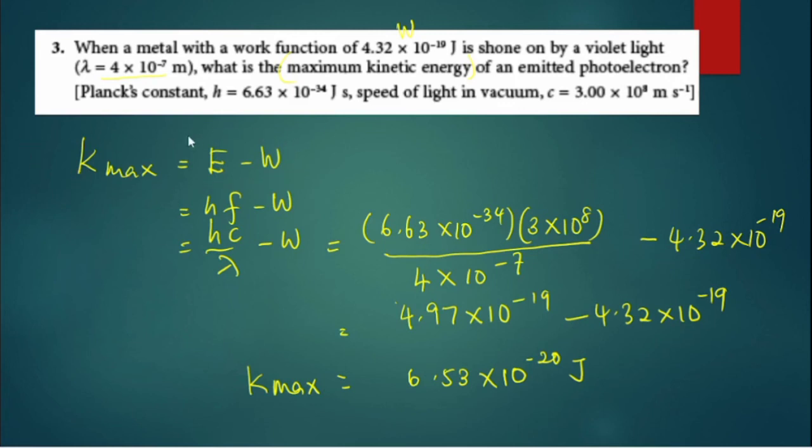From Einstein's photoelectric equation, K maximum equals the energy of the photon minus the work function. The work function is given here. So hf minus W. There's no f given, so we need to calculate f, which equals c divided by lambda. So from here we get hc divided by lambda minus W. Substitute the values of hc and lambda, which is already in meters, minus the work function. So we get K maximum equals 6.53 times 10 to the power of negative 20 joule.